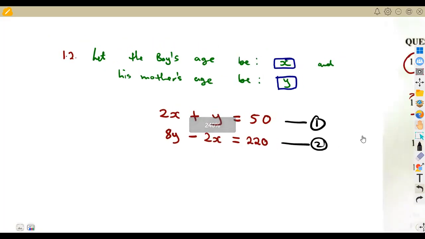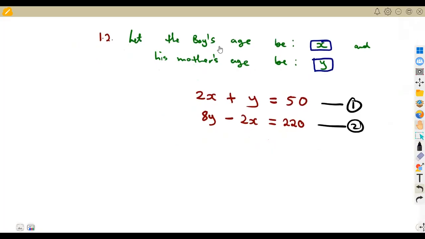In order for us to have the boy's age, we are finding the value of x, because x represents the boy's age. If we are to calculate his mother's age, we are calculating the value of y, because y represents his mother's age. So it's up to you the method that you're going to use. But as for me, it was going to be easier to just use substitution and make y the subject from equation 1.